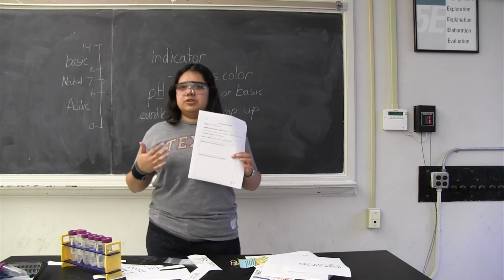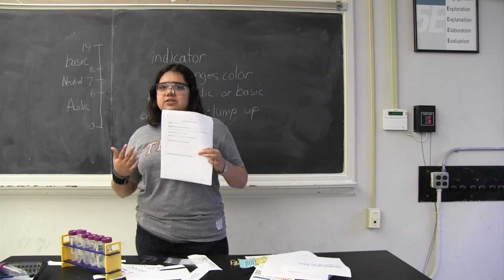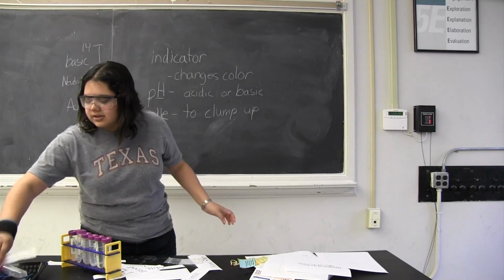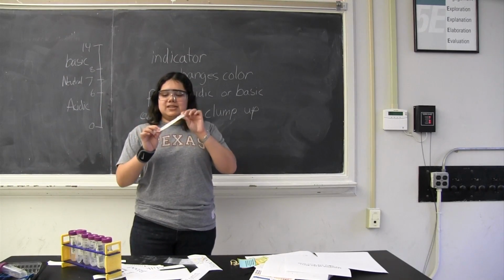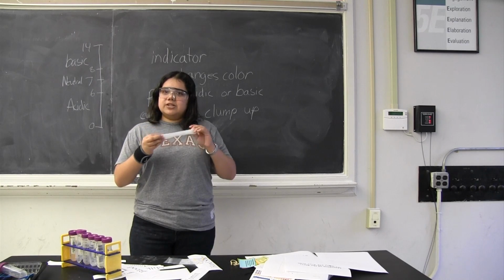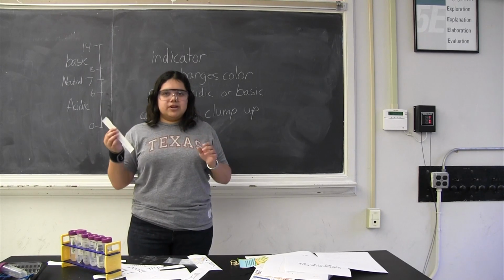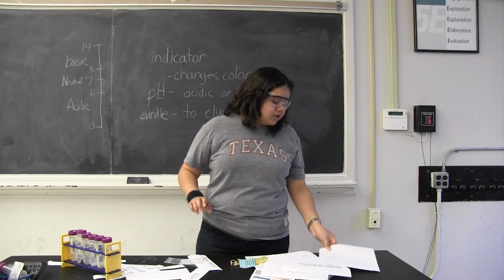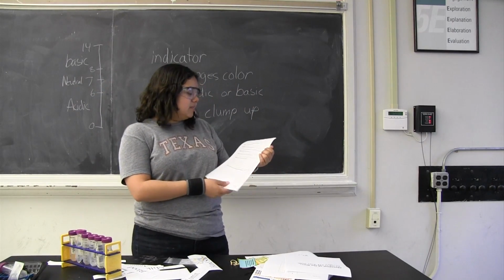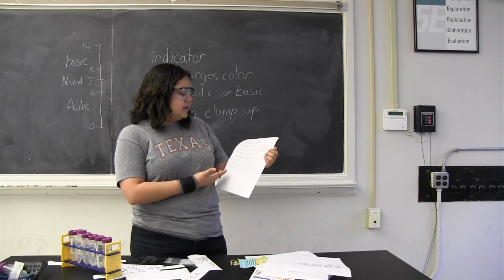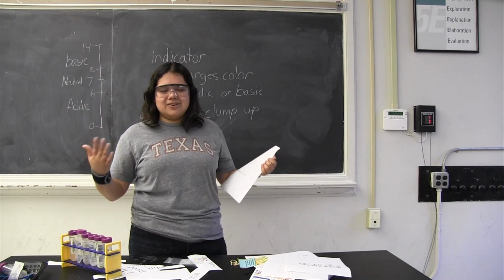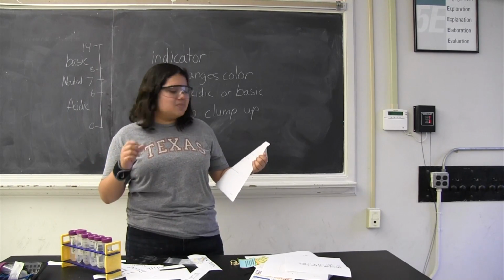Now, we need to be sure to use proper scientific terminology. For example, these are called pipettes. Some people like to call them droppers, but the proper name for these are pipettes. So you're going to go through, and our problem is at what pH does milk curdle, and you're going to think of a hypothesis. What do you think the pH is going to be? Write down a guess of what you think the pH is that milk curdles.